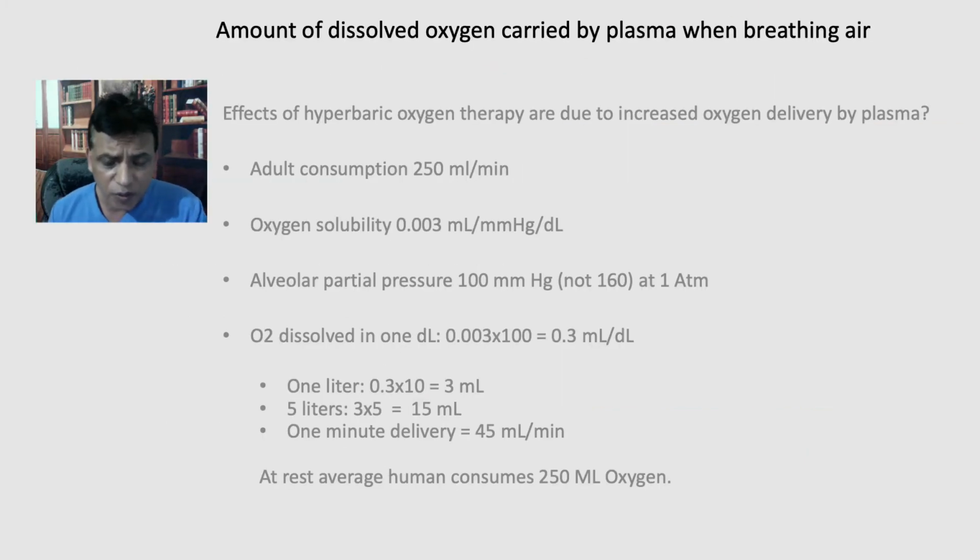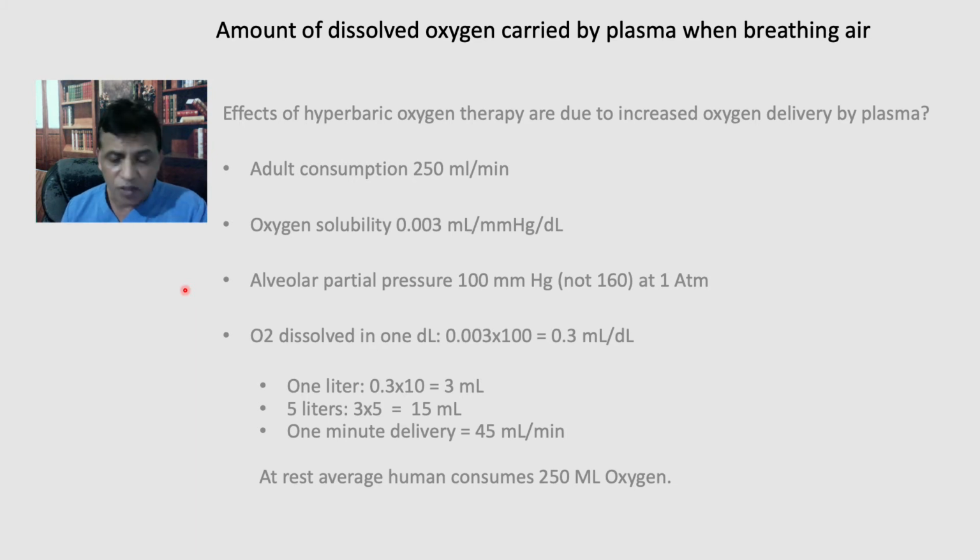So first let's look at the amount of oxygen delivered to the tissues dissolved in plasma when breathing air. Now these figures are approximation. A normal adult human being requires about 250 mils of oxygen per minute. The oxygen solubility in plasma is 0.03 mils per millimeter mercury pressure per deciliter.